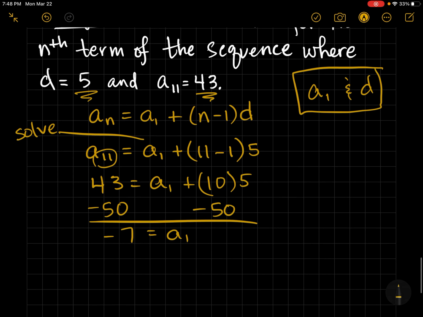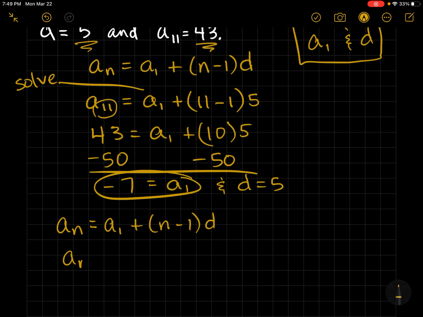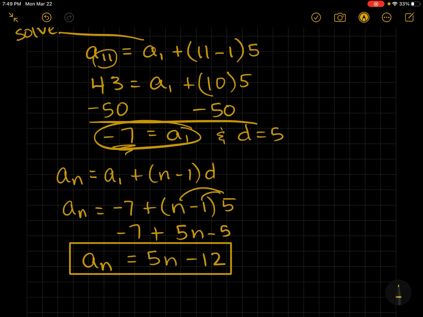And now I can go back to my formula now that I know a1 and I know d equals 5. I can write my a sub n. So a sub n, remember that's a1 plus n minus 1 times d. And now we can plug in a1 and d. So a sub 1 is -7. We just found that. We're leaving n alone, and d equals 5. Distribute. And I know today's lesson is a little long, but you can handle it. So here's our general rule, our nth term: a sub n equals 5n minus 11.